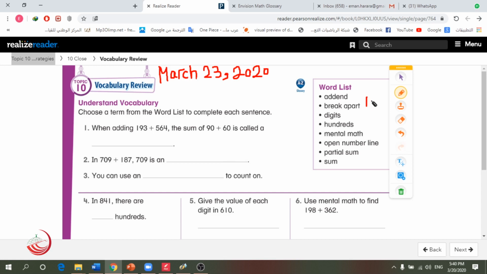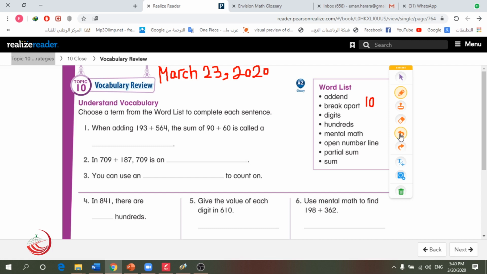Now, break apart. What is the meaning of break apart? Imagine here I have the number 10. I want to break it to two numbers. Who is the excellent one who will help me and tell me how many numbers I can break the 10 to? Excellent, to two numbers. Now, what are the two numbers that can make 10? Excellent, 5 and 5. When I add them to each other, they can give me the number 10.